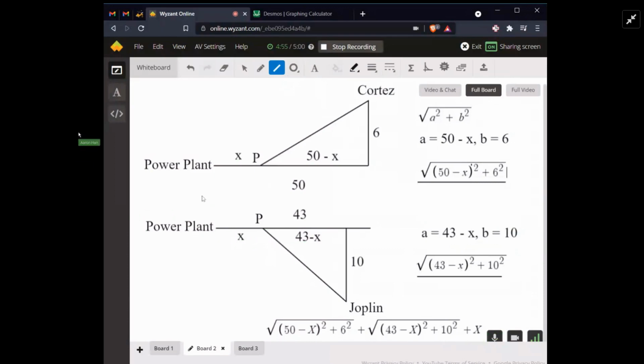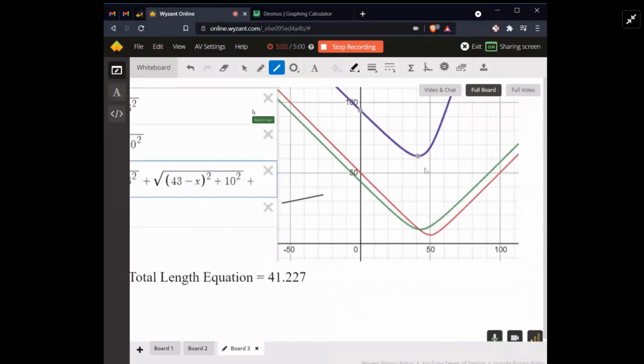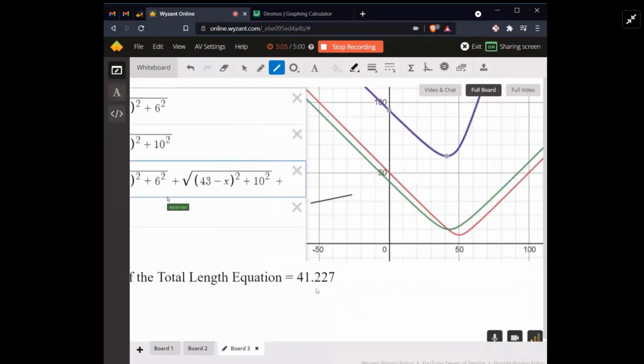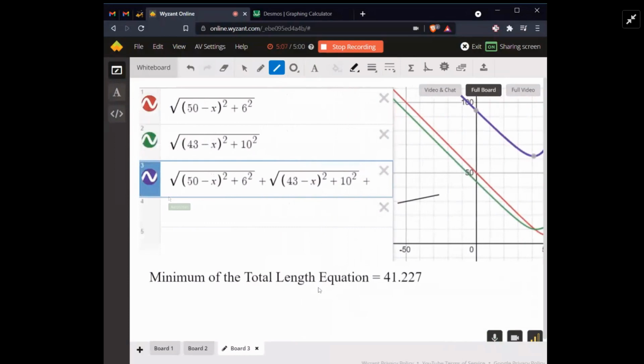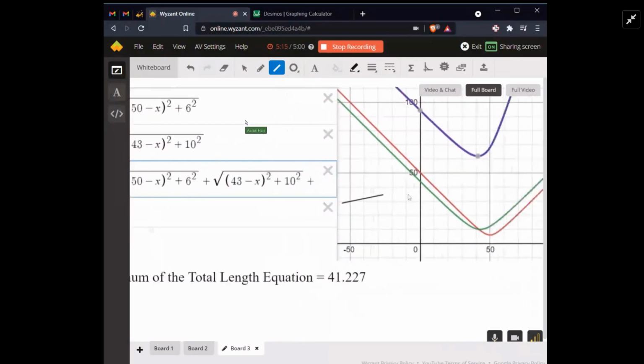The last part of this is to graph it. So I've gone ahead and done that. And what we can see is that at a minimum of about 41.22, which is our junction point, that will give us the minimum amount of wire required to connect all of these, the two towns to the power line, and then to that power plant itself.